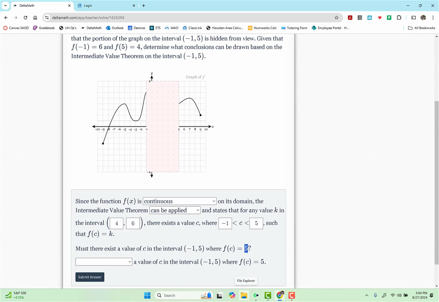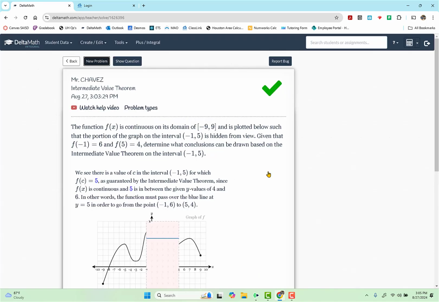That makes sense, guys? Okay, so anyways, must there exist a value c on the interval negative 1 to 5 where f of c equals 5? Yes, there exists a value c on the interval negative 1 to 5 where f of c equals 5 by the intermediate value theorem. That's what the intermediate value theorem says. Submit. Bam. See?